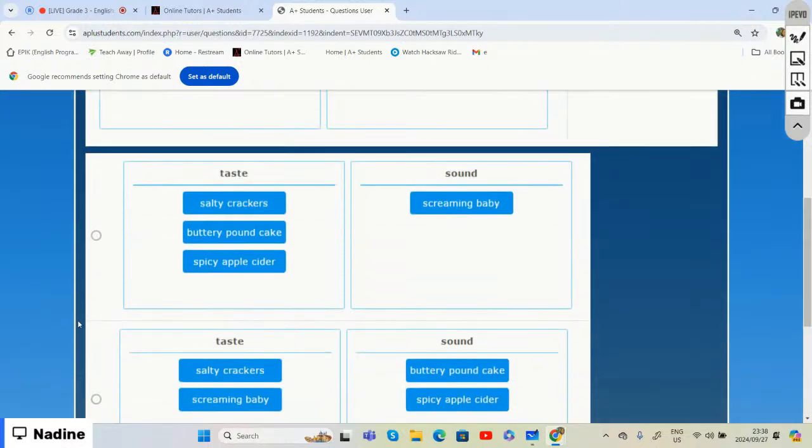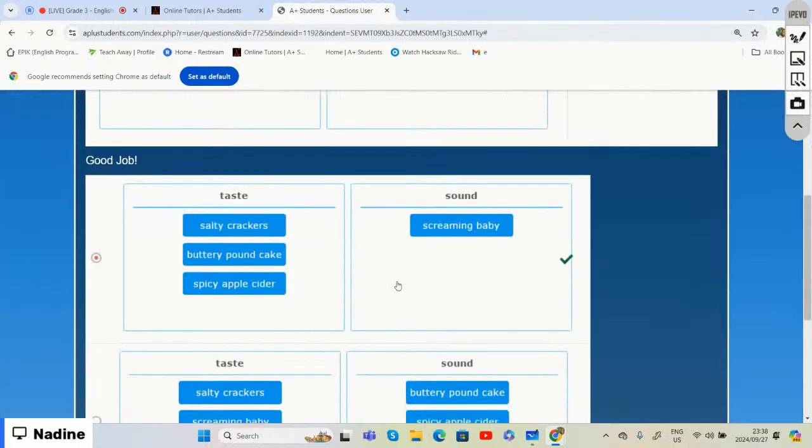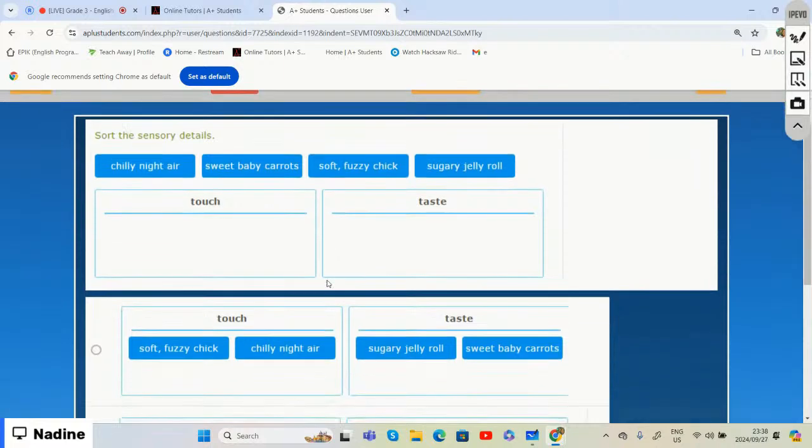If we were to choose the correct option, yes, option one is correct. Well done. All right, the next one says we need to sort the sensory details under touch and things that we can taste. A chilly night air, sweet baby carrots, soft fuzzy chick, sugary jelly roll. We need to put them under what you can touch and things that you can taste.